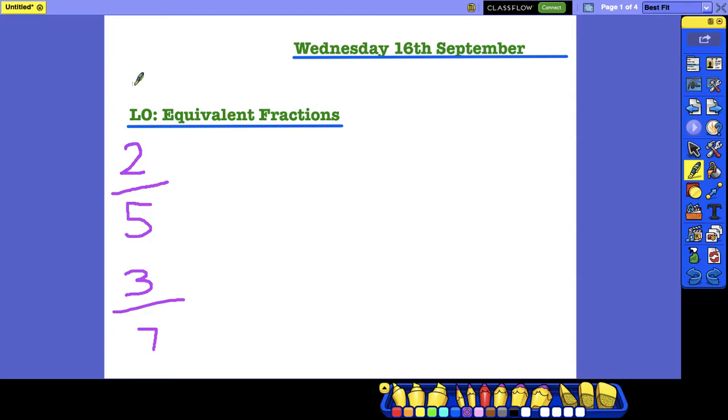Hi everyone, it's Wednesday the 16th of September and we are doing our second lesson on equivalent fractions. Now yesterday we started to find equivalent fractions.